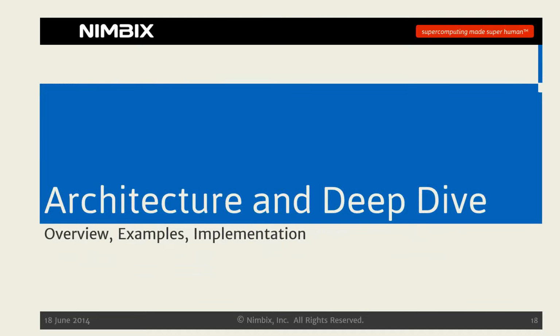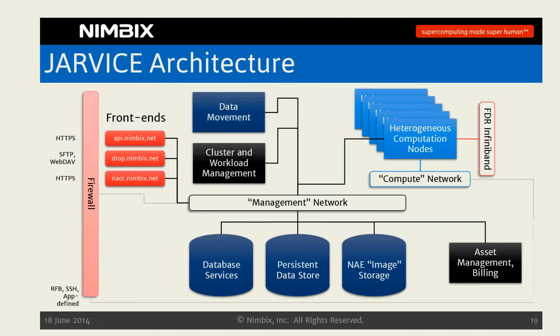So we'll get into a bit of architecture and deep dive. First of all, this is the JARVICE architecture. This is basically a JARVICE pod or a JARVICE data center, and this can be either a public or private cloud. This particular example is our public cloud that you may be familiar with. So you have your front ends, your API, your drop, and your NAC, which is your web portal. That's the only thing that talks to the firewall directly. So you can access via HTTPS for your API as well as your portal. You can use SFTP and WebDAV to actually transfer files in and out of the cloud. And then, you can see at the bottom of the firewall, if your application can talk SSH or VNC, we can actually proxy that back to your actual computing or build or visualize task.